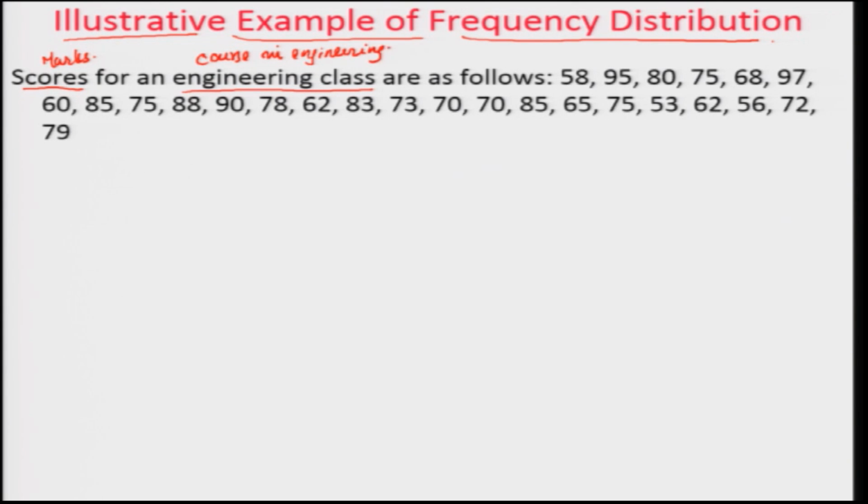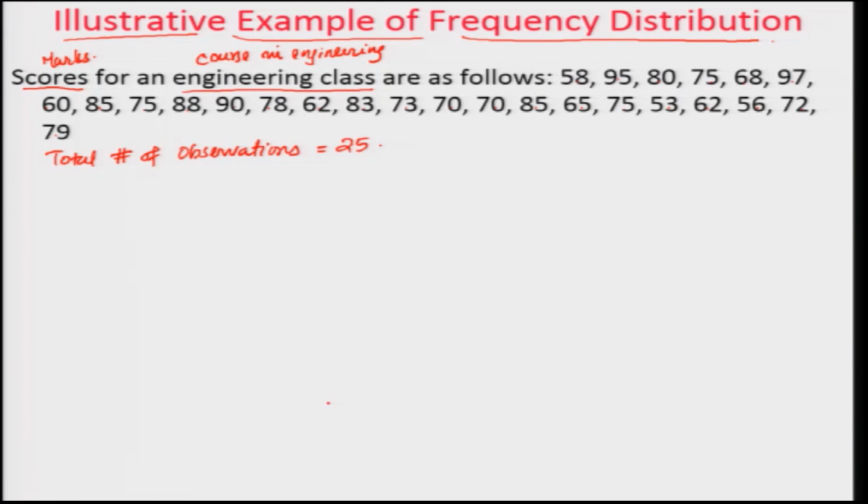Okay. So, here are the marks for a particular course in engineering. It starts with 58, 95, 80, 75 like this, and all the way up to 79. So, how many observations do we have? 1, 2, 3, 4, 5, 6, 7, 8, 9, 10, 11, 12, 13, 14, 15, 16, 17, 18, 19, 20, 21, 22, 23, 24, 25. So, the total number of observations is equal to 25. So, we have 25 observations as part of this.